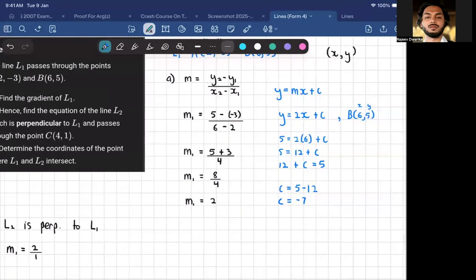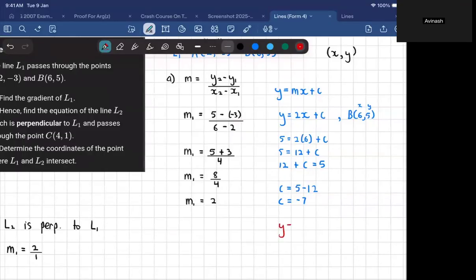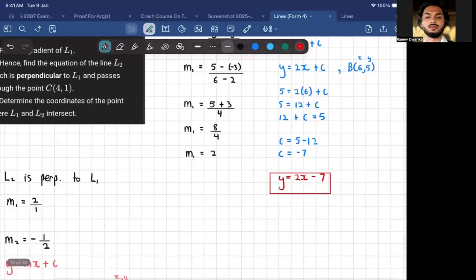So, Avinash, if that is the case, what's the final equation for line 1 then? Y equals 2x plus minus 7. What's that plus by minus? A minus. So I could just say 2x minus 7. Yes, sir. Excellent job. Nice. We're very close to getting our answer. So we have y is equal to 2x minus 7 here.